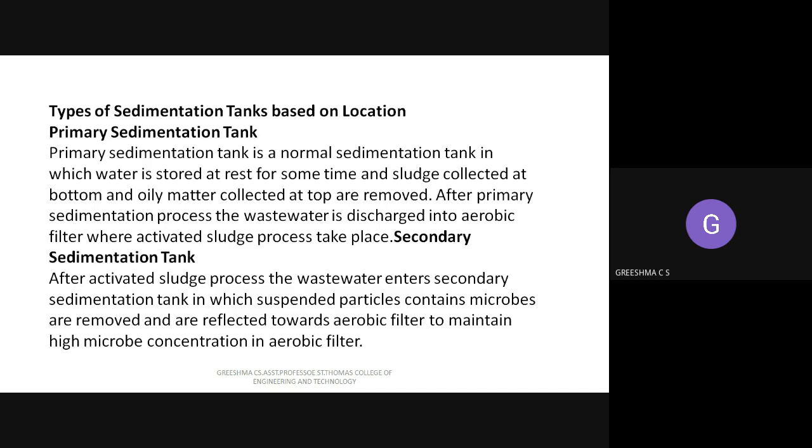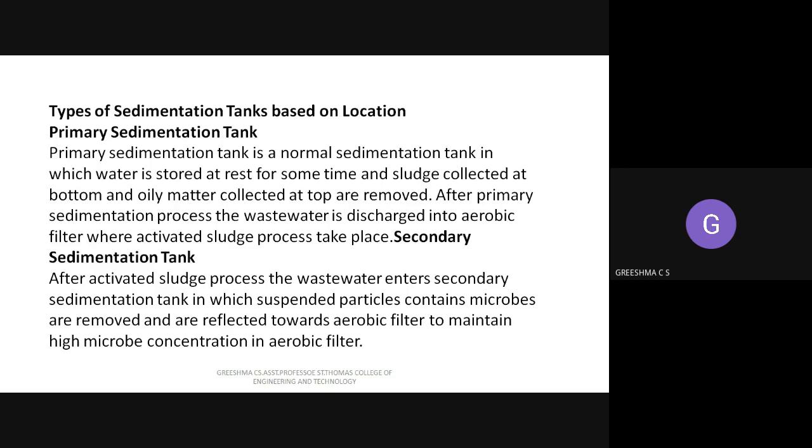So here it is a normal type of sedimentation tank. The water will be stored for some time, and while storing, all the sedimented particles, all the sludge, will be collected at the bottom and removed. On the top portion there will be some oily matter, so that oily matter will be removed later. And the sludge we have collected from the bottom will be treated later. That treatment of the deposited waste particles is called the activated sludge process.